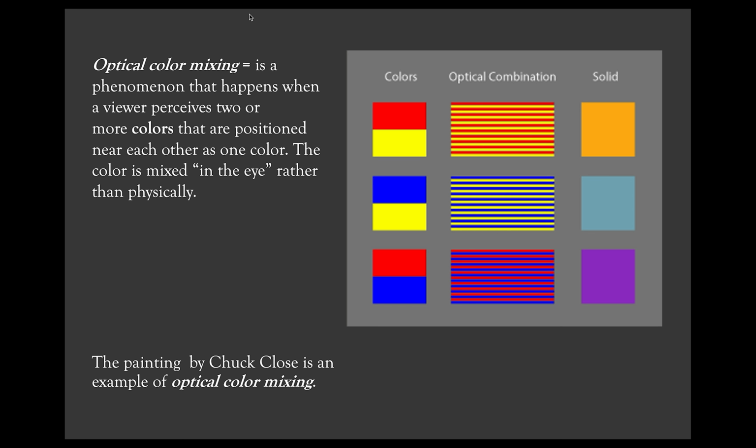It's a phenomenon that happens when a viewer perceives two or more colors that are positioned near each other as one color. The color gets mixed in the eye rather than physically.